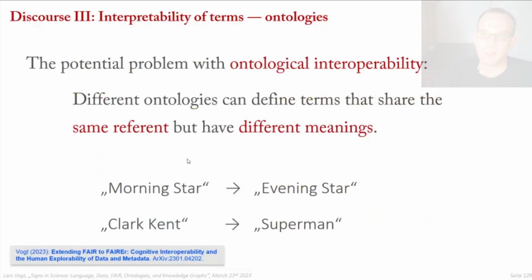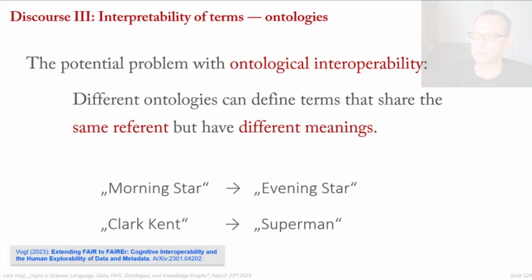But it has to be done, of course. And then the machine can basically track all these mapping statements and then can make equivalences between them or understand them as synonyms. Another problem is what I call ontological interoperability.